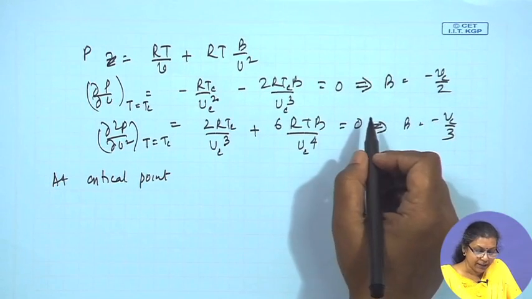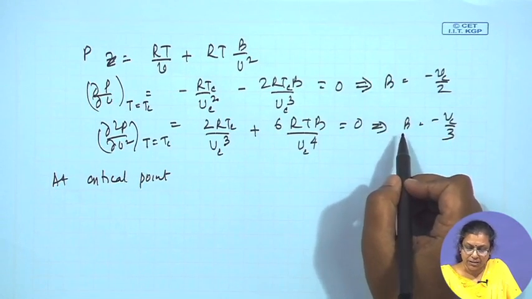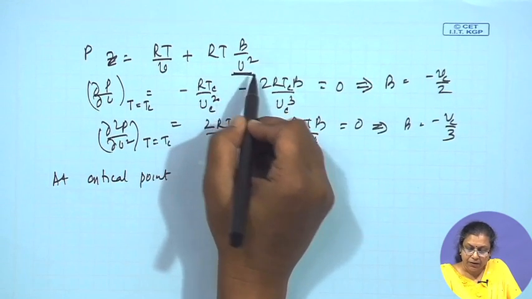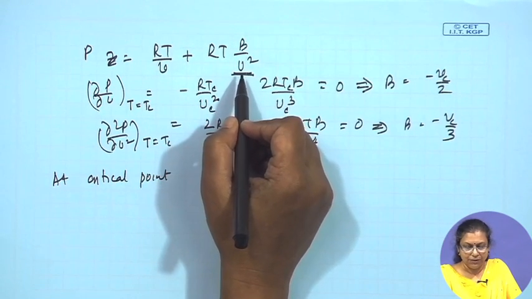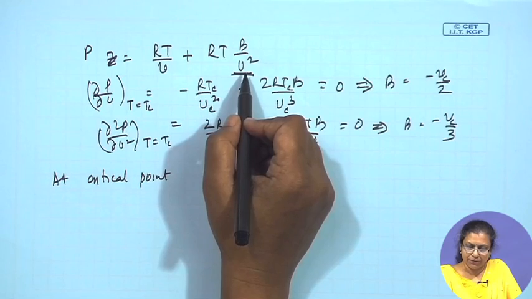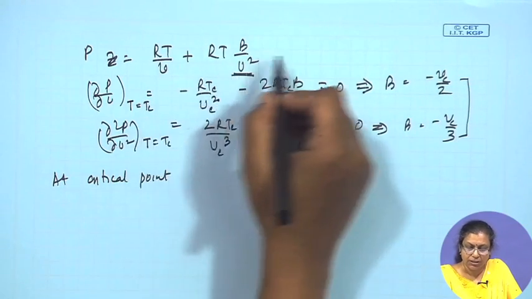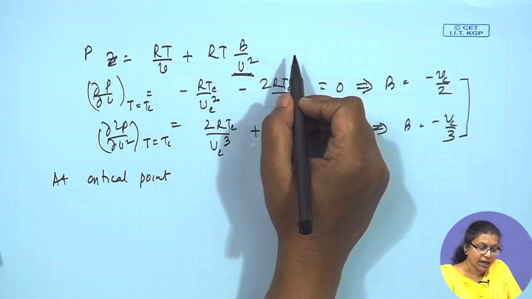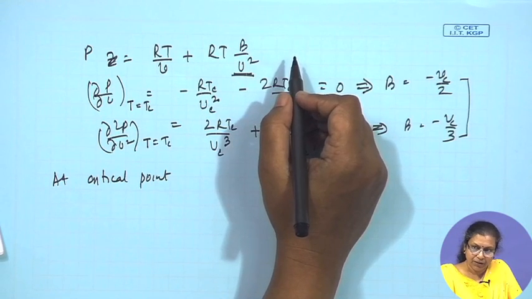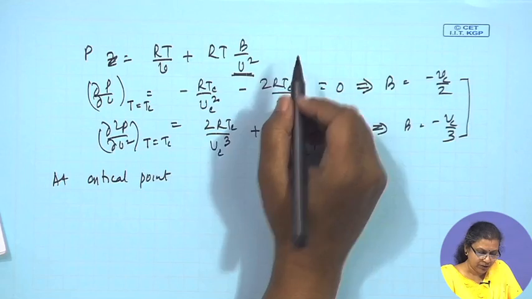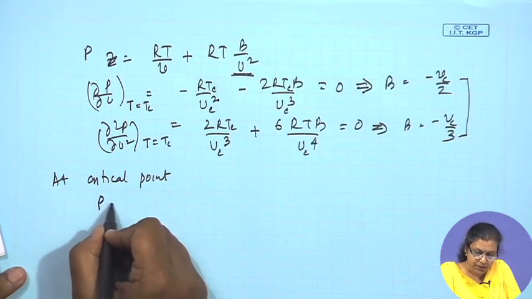So therefore, you are getting inconsistent results if you are just considering one particular coefficient at the critical point. You get inconsistent results and you need to consider a greater number of terms for a correct prediction of the PVT behavior near the critical point. What do we need to do then?